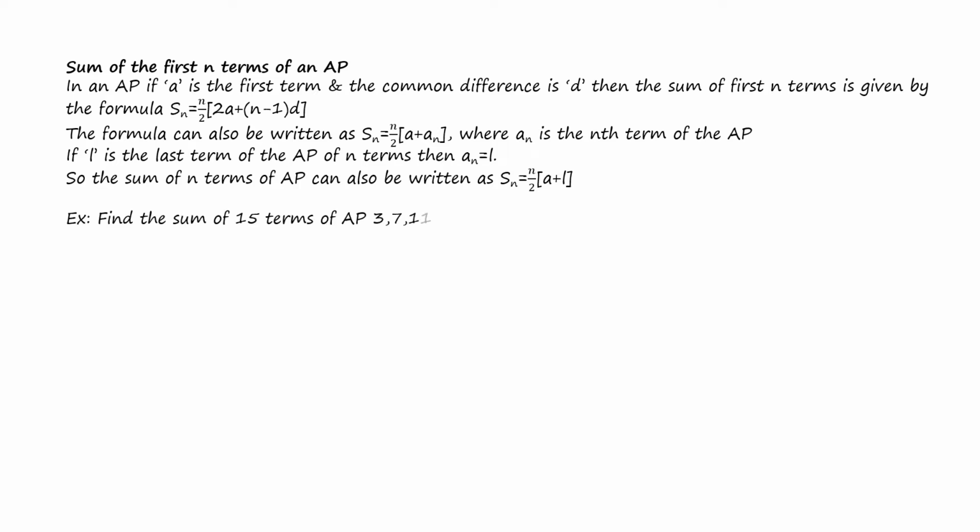Let's see an example. Find the sum of 15 terms of the AP 3, 7, 11, 15 and so on. The given AP series is 3, 7, 11, 15. Here a is 3, d is 7 minus 3 or 11 minus 7, which equals 4, and n is 15.